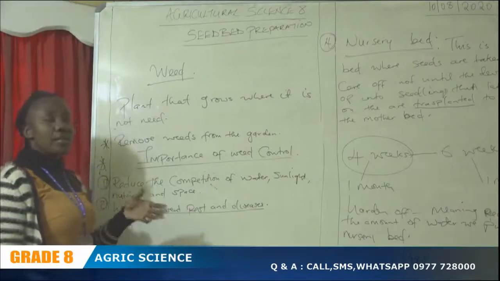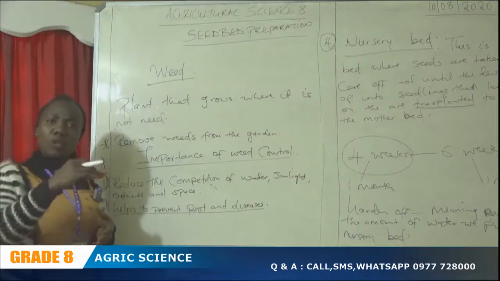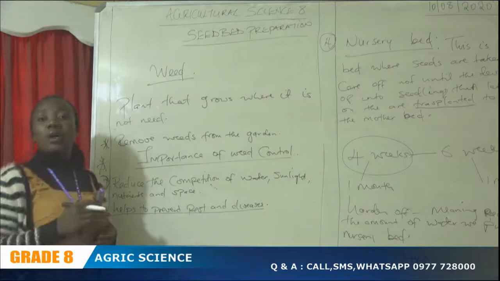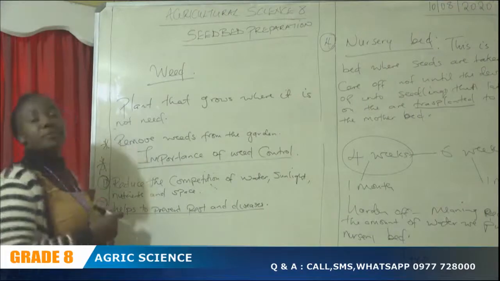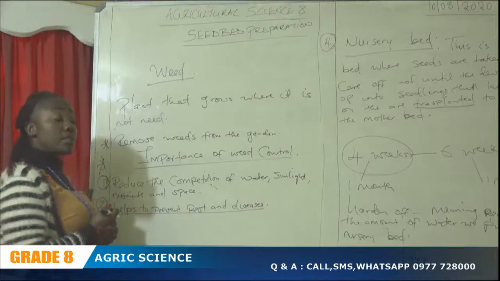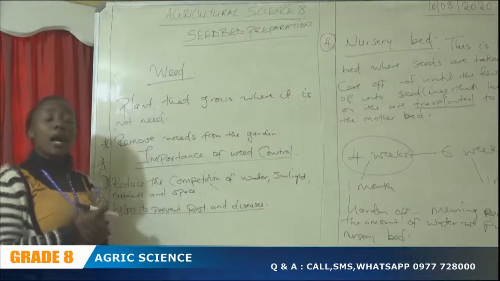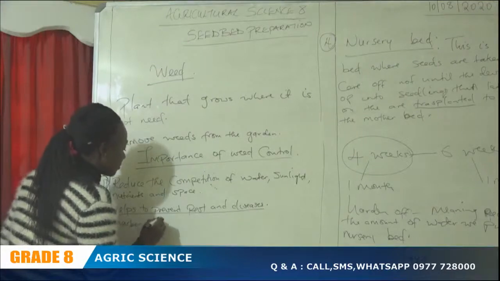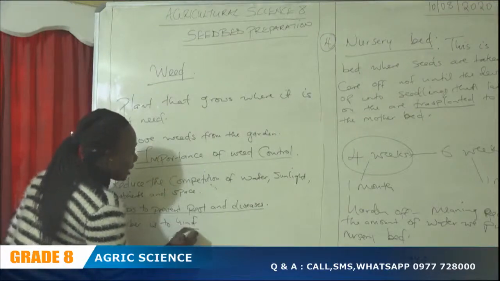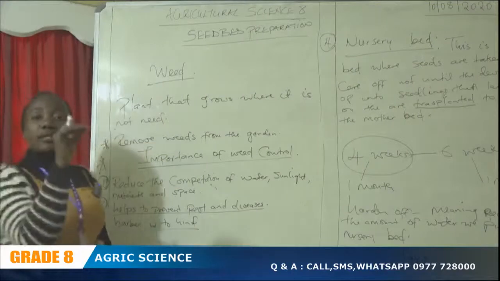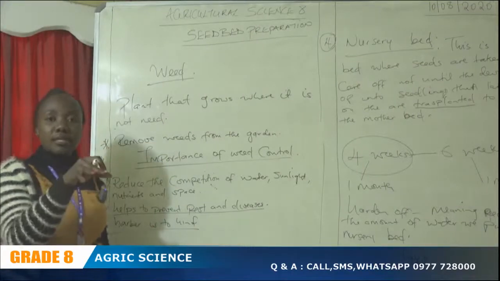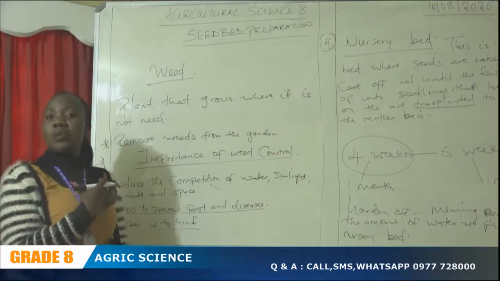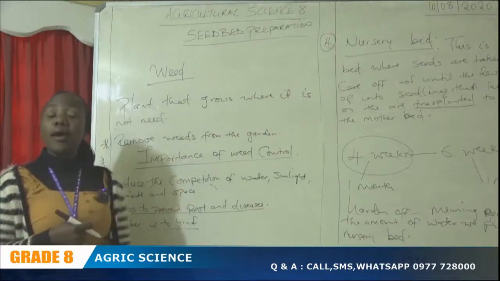When you leave the weeds in the garden, there are weeds that will harbor pests. When they harbor pests, they will attack the crops. When they attack the crops, diseases will be found in the crops. What is to harbor? To harbor is to hide. So meaning the pests will hide in the weeds. In the process they will come and attack the crops. When the crops are attacked, meaning the crops will not grow and they will not grow healthy.